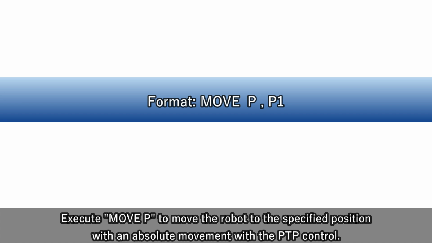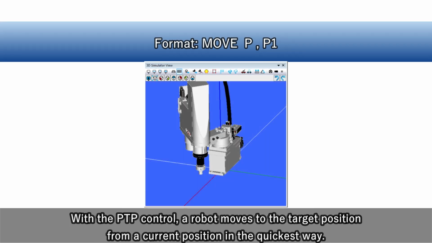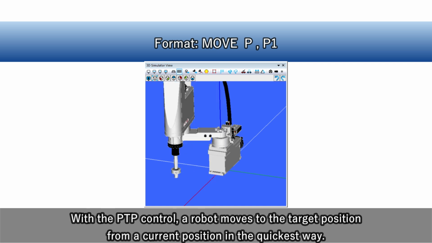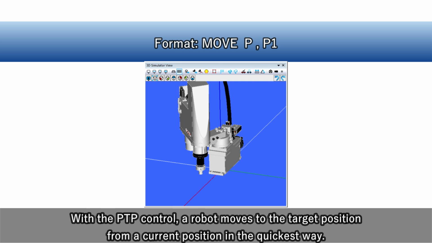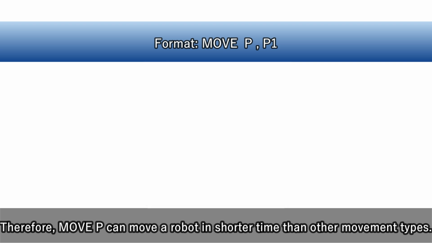Execute move P, to move the robot to the specified position with an absolute movement with the PTP control. With the PTP control, a robot moves to the target position from a current position in the quickest way. Therefore, move P can move a robot in shorter time than other movement types.